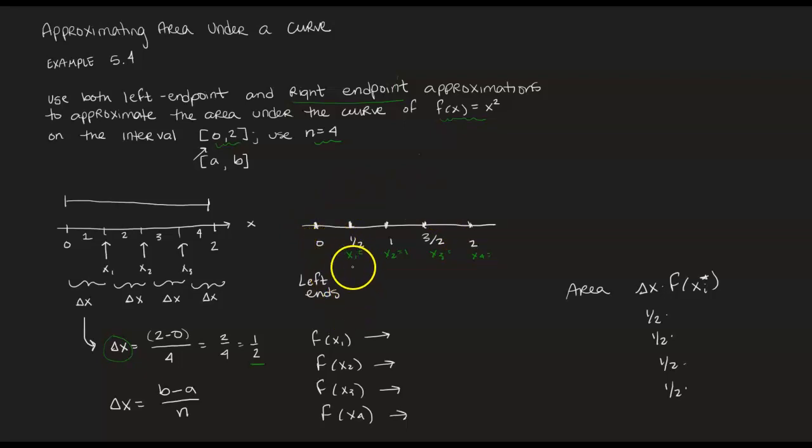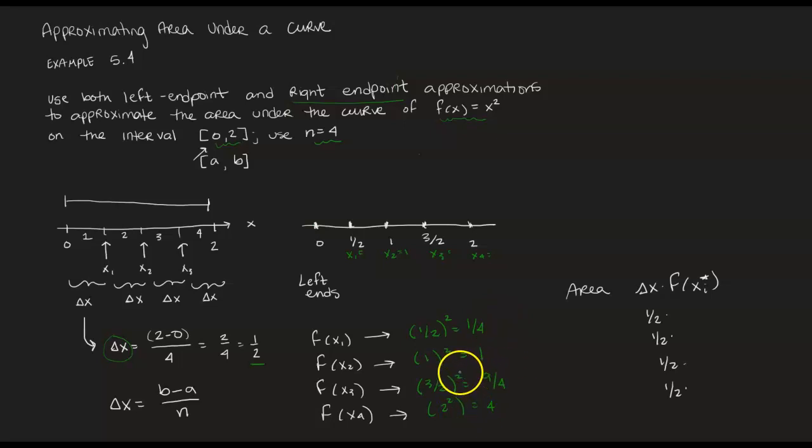We still want to evaluate each one of these x's in our function. So when we plug x sub 1 into our function, that looks like 1/2 squared, which is 1/4. x2, that's 1 squared, or 1. x3, that's 3/2 squared, or 9/4. And then x4, or 2 squared, which is 4. And maybe you notice that a few of these numbers are recycled.